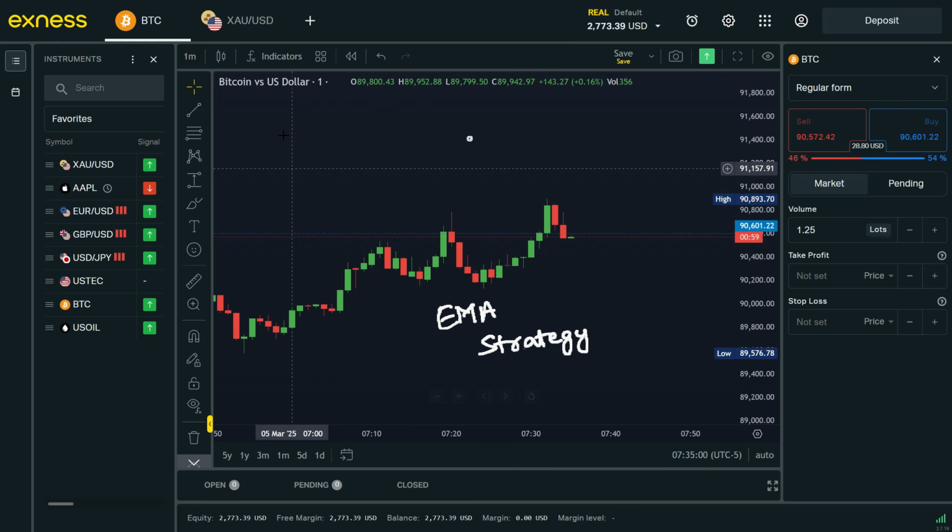For this setup, I'll be using two EMAs, exponential moving averages. EMAs are fantastic tools because they react faster to price changes compared to simple moving averages, helping us catch momentum early. I'll show you exactly how to set them up, how to use them to spot high probability trade opportunities, and how they can improve your overall trading decisions. So let's dive right in and get started.